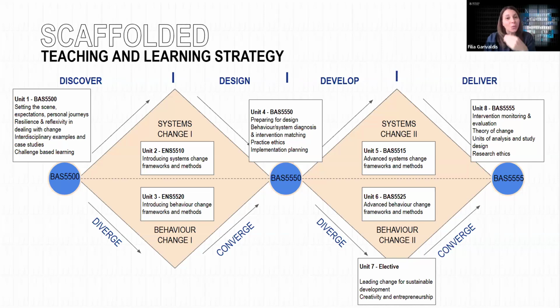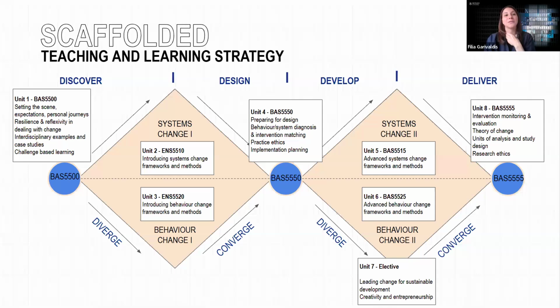In semester two, we follow on with more advanced units of behaviour and systems change, going a little bit deeper into how we work with diverse groups, but also what are some of the theories and the decision-making biases that people use when they're making decisions.